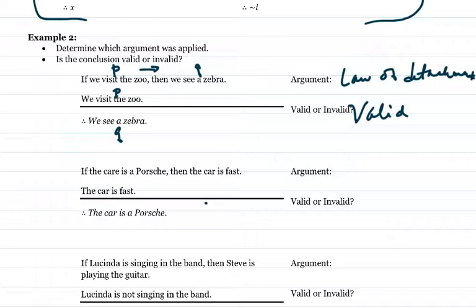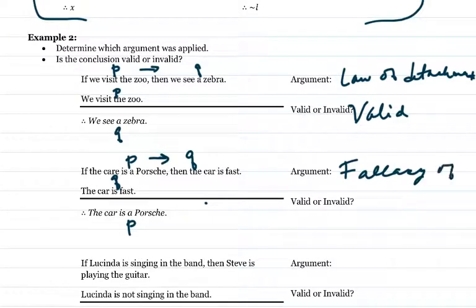Okay. If the car is a Porsche, we're going to call that P. Then the car is fast. We're going to call that Q. The car is fast, Q. So the car is a Porsche. That is our P. And so therefore, this is the fallacy of the converse, because our first premise is the conditional and our second premise is our consequent. Sorry, I said inverse; it's the converse. For the inverse, we need that negation. That makes this argument invalid.